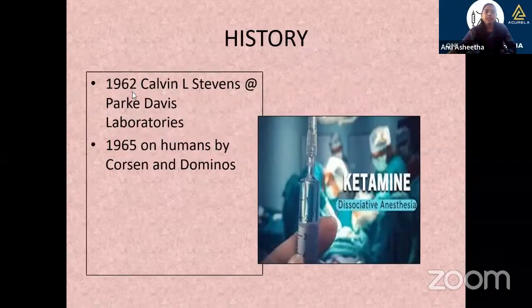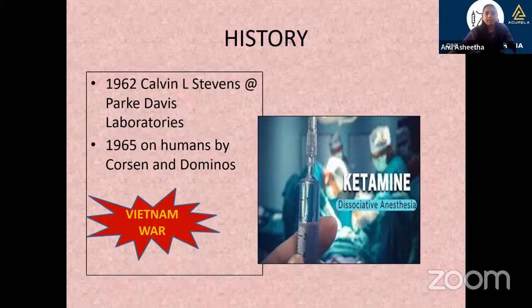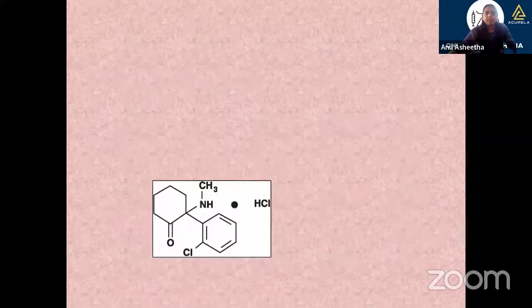So regarding the history, in 1962, it was devised by Calvin L. Stevens at Parke-Davis Laboratories, but was introduced on humans in 1965 by Corssen and Domino. So ketamine finds its place in the Vietnam War. I don't know about the exact history, but it was just used during the Vietnam War.